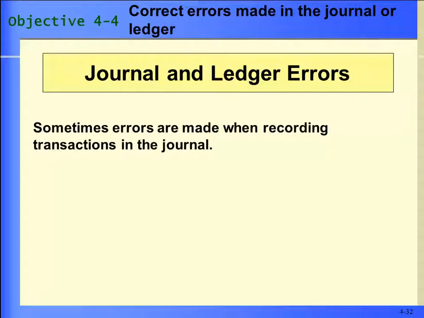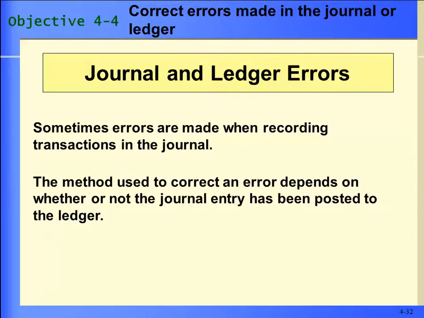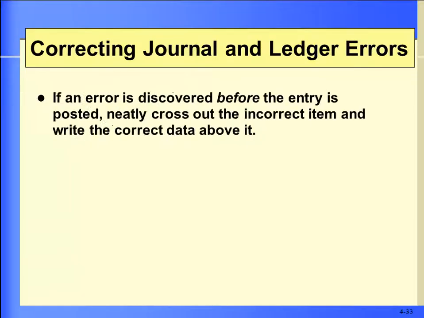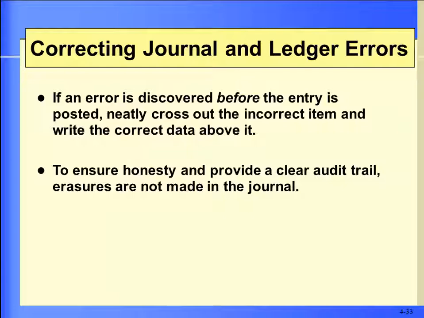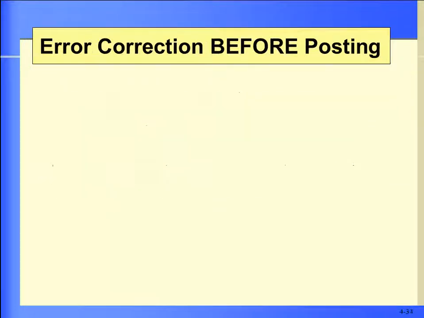So some errors. Sometimes errors are made when recording transactions in the journal. The method used to correct actually depends on whether the journal entry was posted to the ledger or not. We'll see examples. If an error is discovered before the entry is posted, you can basically cross it out in the journal and write the correct account that should be used. Again, this provides a good audit trail. We don't erase in the journal.